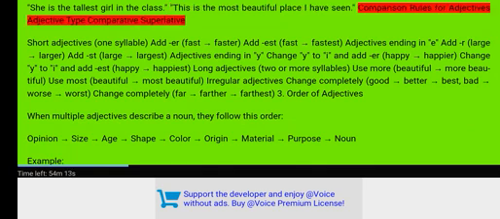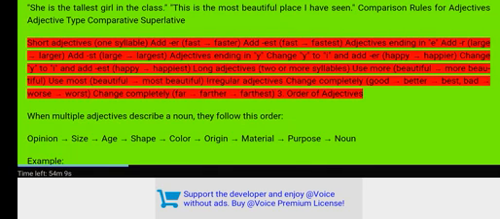Comparison rules for adjectives. Short adjectives, one syllable: add -er, fast, faster; add -est, fast, fastest. Adjectives ending in e: add -r, large, larger; add -st, large, largest. Adjectives ending in y: change y to i and add -er, happy, happier; change y to i and add -est, happy, happiest. Long adjectives, two or more syllables: use more, beautiful, more beautiful; use most, beautiful, most beautiful. Irregular adjectives change completely: good, better, best; bad, worse, worst; far, farther, farthest.